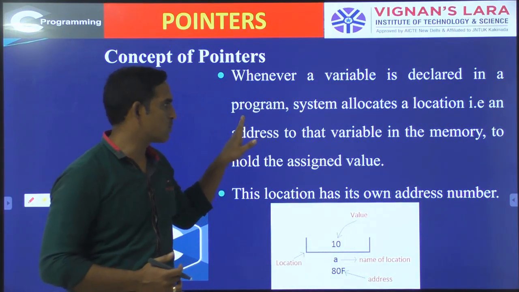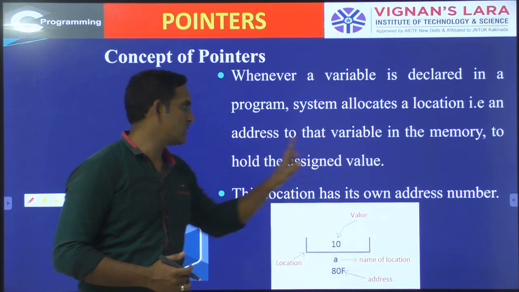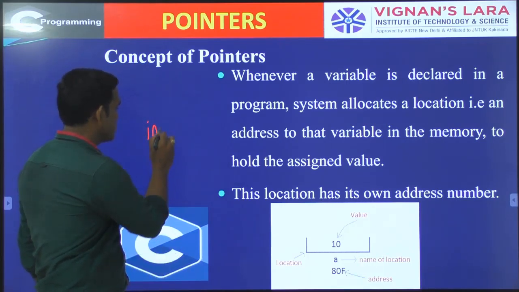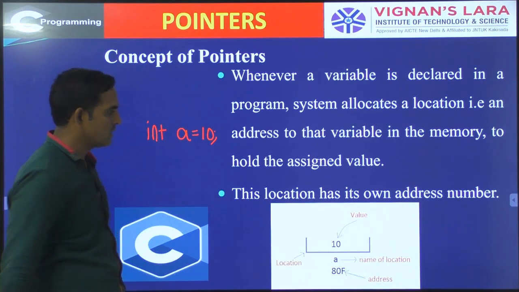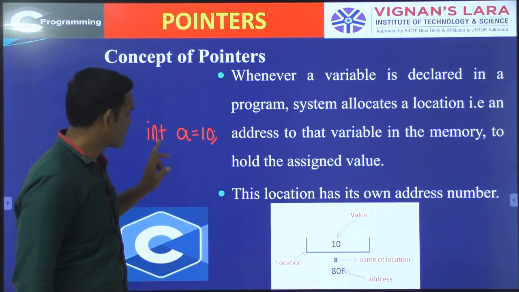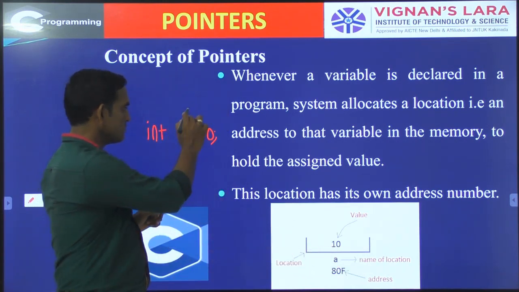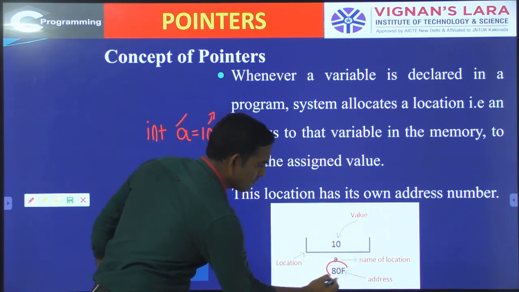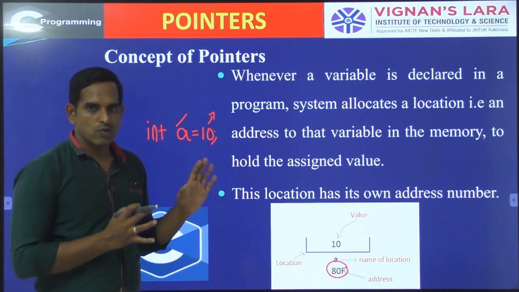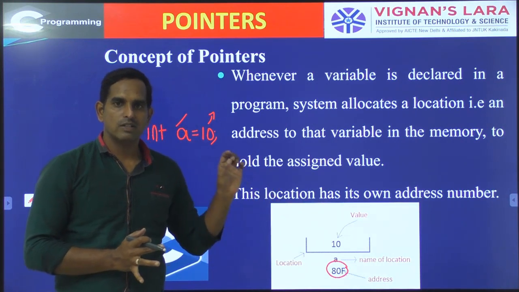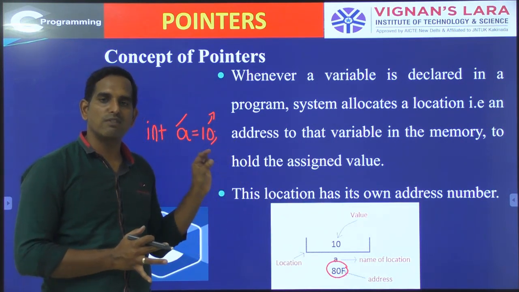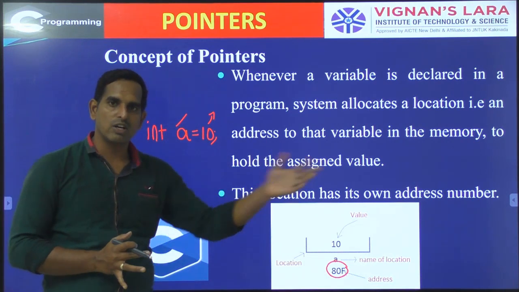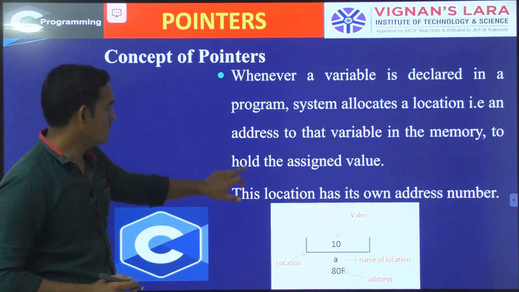Whenever a variable is declared in the program, the system allocates a location and address to that variable in the memory to hold the assigned value. As I told you, when I declare int a = 10, this location has its own address number. Here, a is the name of that location, 10 is the value present in the location, and 80F is the address of that particular location. The variable is given one memory location, and whatever value we assign goes into that location. That is how a basic variable works.